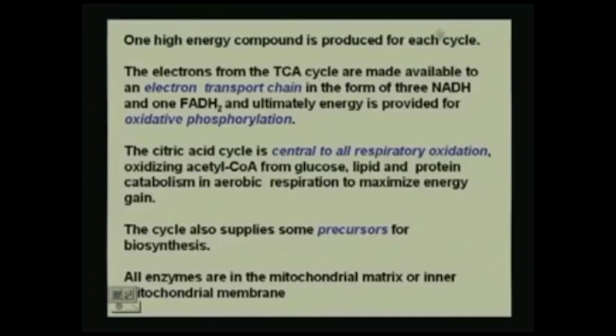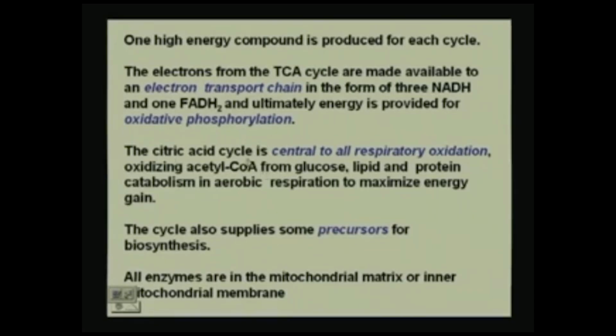The electrons from the tricarboxylic acid cycle are made available to an electron transport chain in the form of 3 NADH and 1 FADH2. So, these are also formed in the reactions in the Krebs cycle, and this NADH and FADH2, you remember, is utilized in oxidative phosphorylation for the production of ATP, where we require these cofactors in the complexes 1, 2, 3 and 4 also.